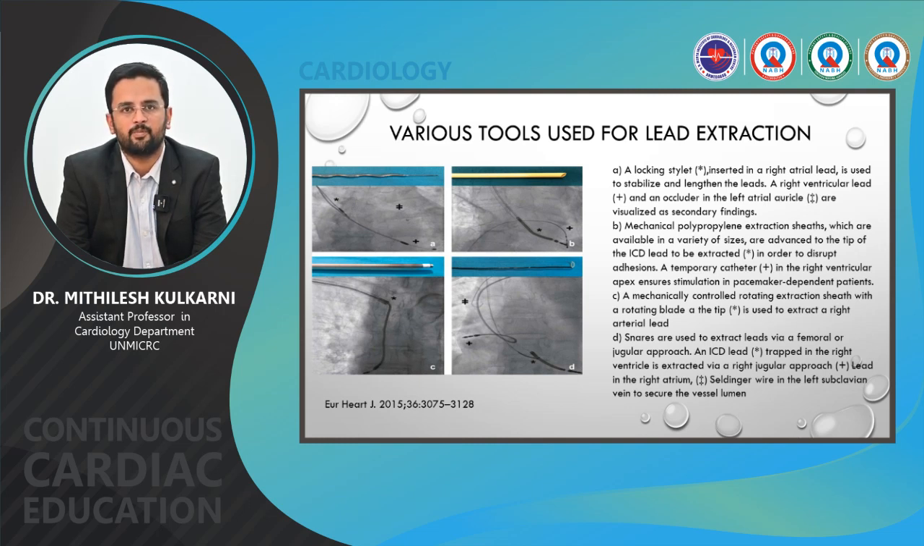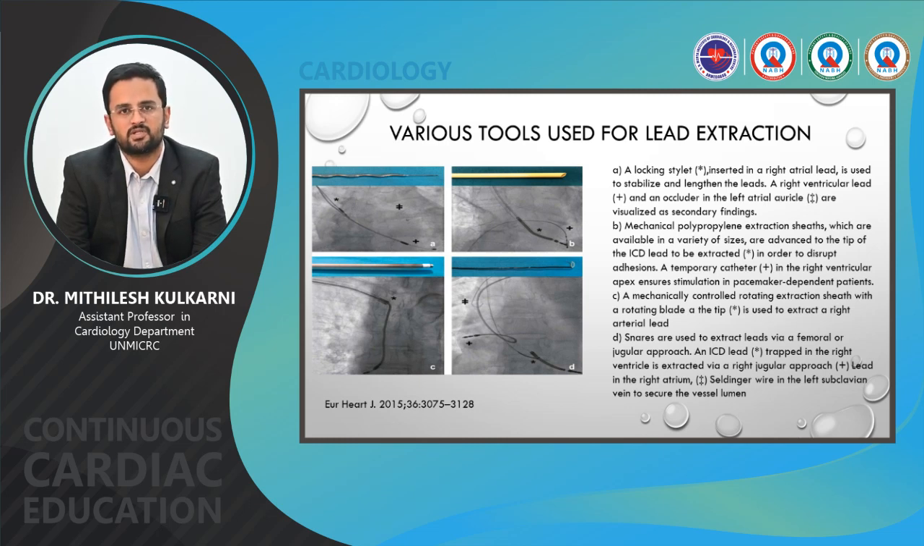Now coming to figure B, mechanical polypropylene extraction sheaths, which are available in a variety of sizes, are advanced to the tip of the ICD lead to be extracted in order to disrupt the adhesions. A temporary catheter in the right ventricular apex ensures stimulation in pacemaker dependent patients.